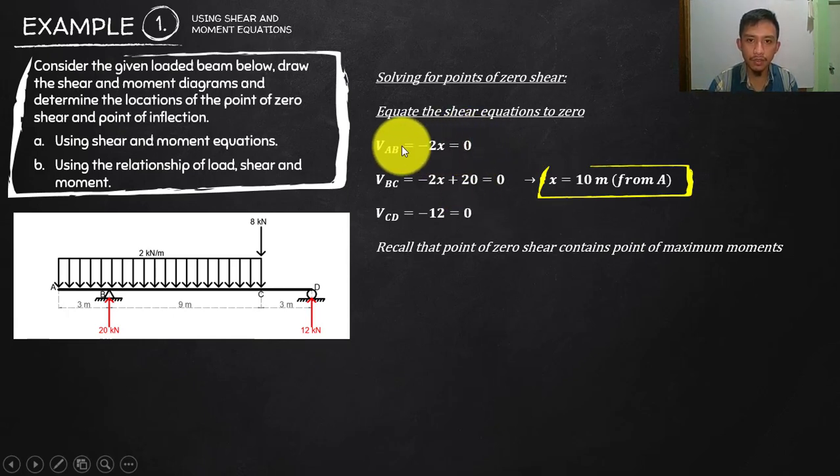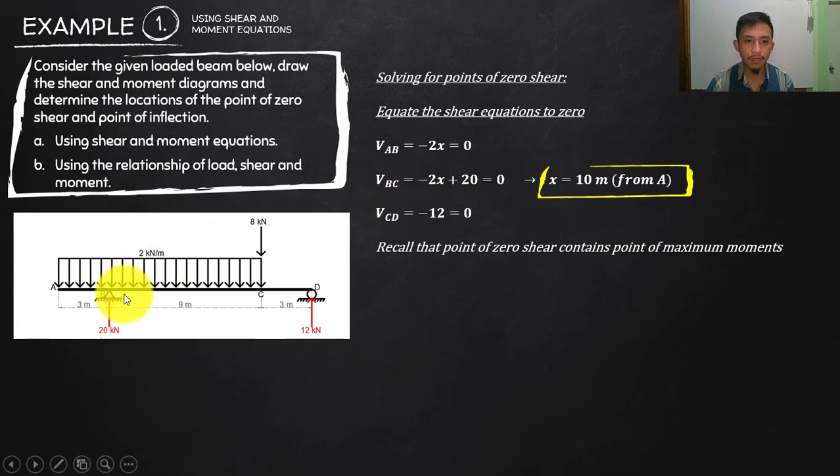So equate your first shear equation at AB, x will be 0. That means zero shear at the first point. Of course, since that is the starting point, we will not have a zero shear there. Again, at x equals 0 there is a zero shear, but that is the starting point, so of course we will not consider that. What we are finding is a zero shear in between.